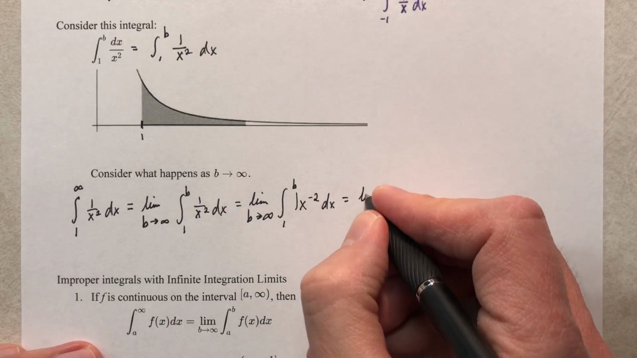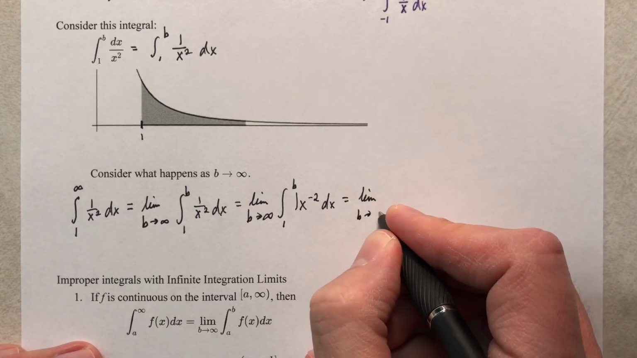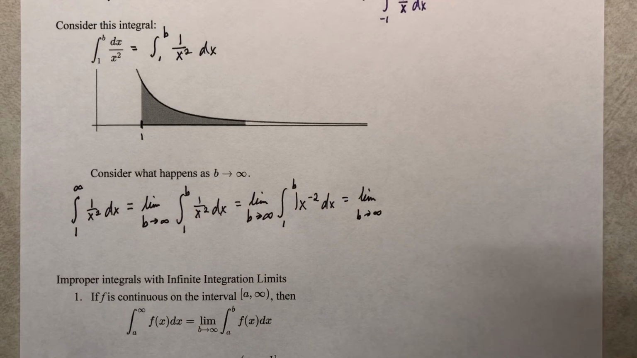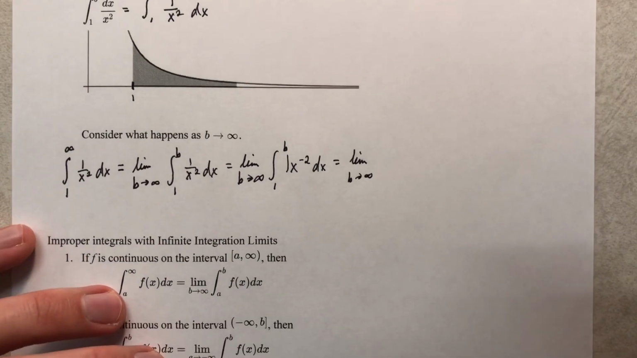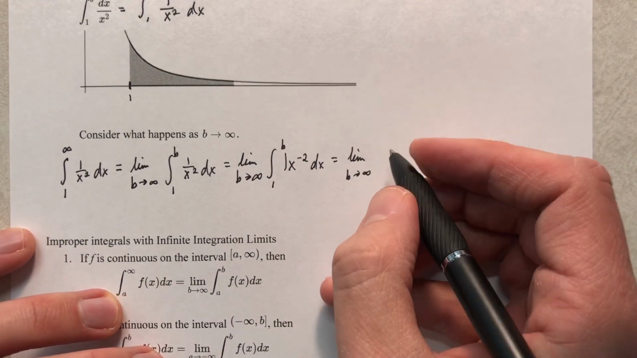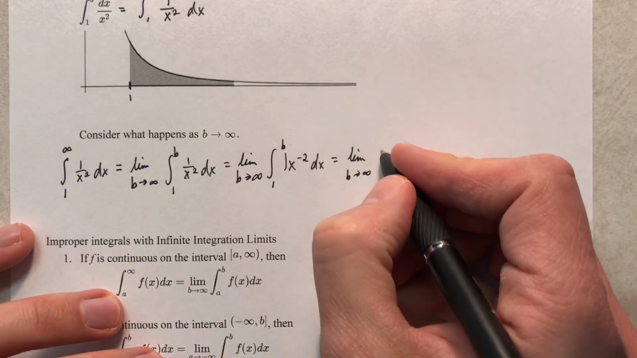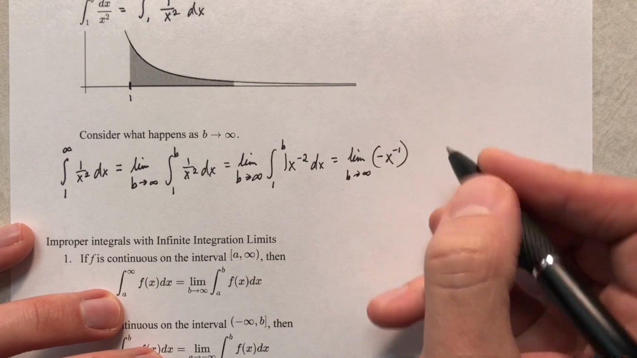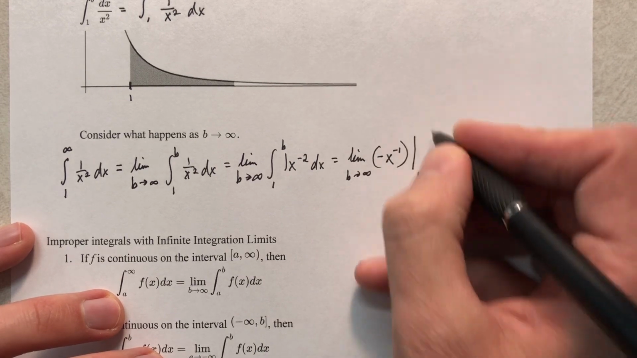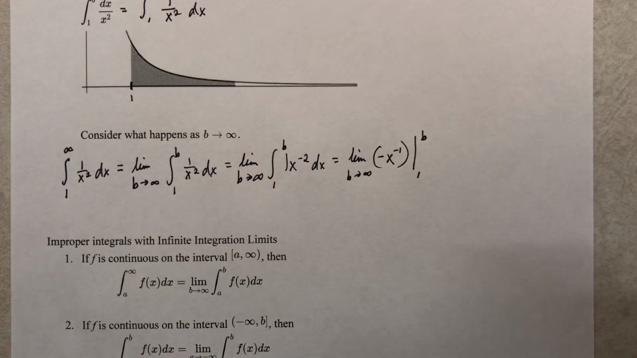And we are going to have the limit. You keep that limit going with you until you have evaluated it, and we have not. So we're going to have the limit as b approaches infinity. We're going to add 1 to the exponent. Old coefficient divided by new exponent gives me negative 1. And this goes from 1 to b. There's our fundamental theorem of calculus again.